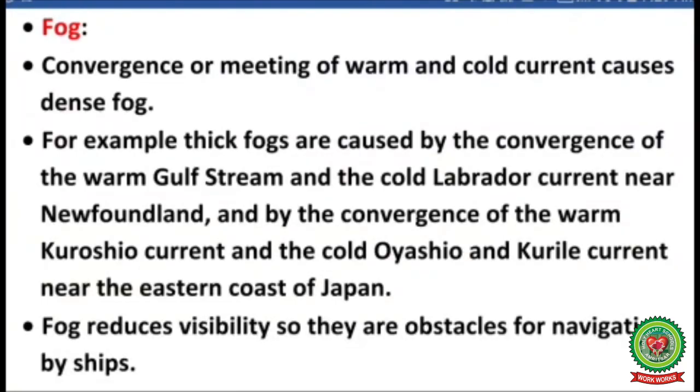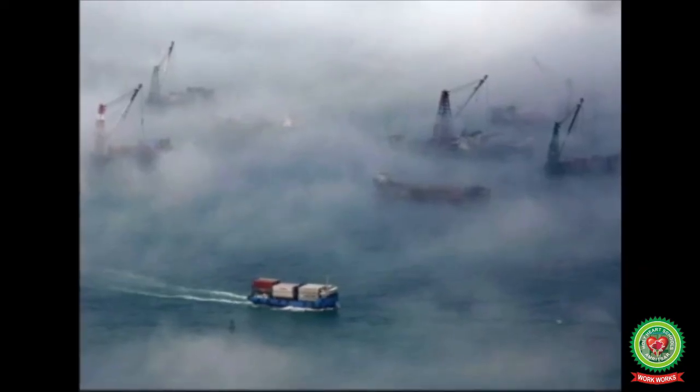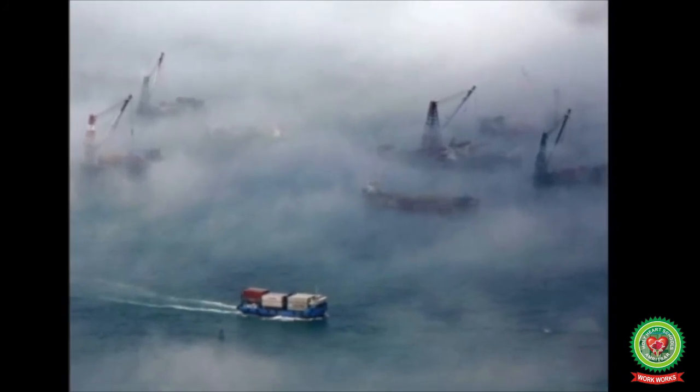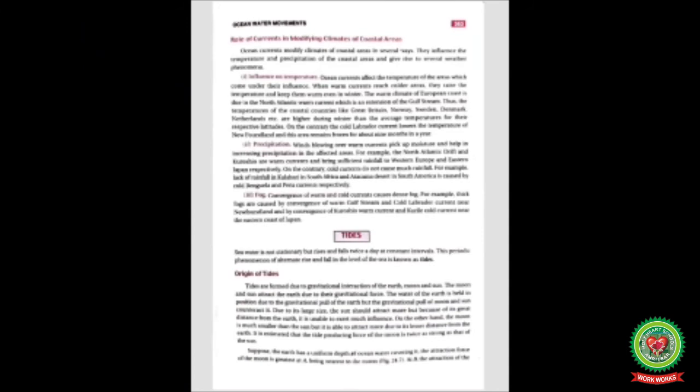For example, thick fogs are caused by the convergence of the warm Gulf Stream and cold Labrador Current near Newfoundland, and by the convergence of the warm Kuroshio Current and the cold Oyashio Current and Kuril Current near the eastern coast of Japan. Fog reduces visibility, so it is an obstacle for navigation by ships. With this, we complete our today's topic. Hope that you have understood the topic nicely.